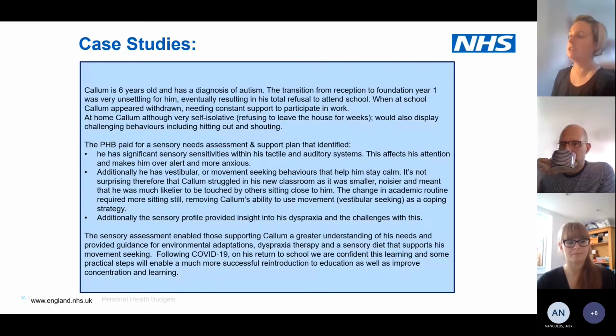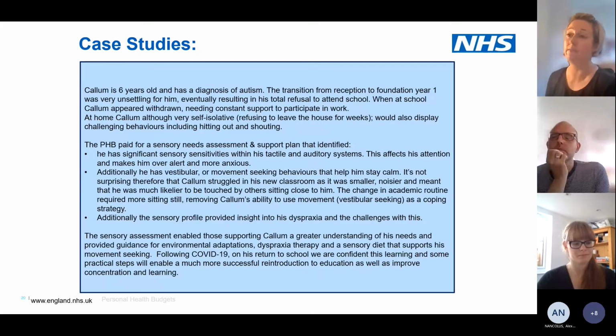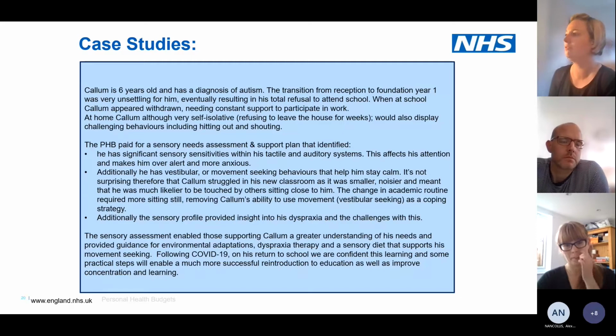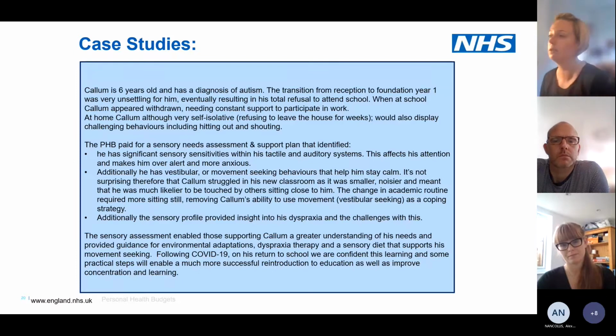This is just a case study from that project that happened in Hull, and it focuses on Callum, who was 6 years old with a diagnosis of autism. He found that the transition from reception to year 1 was very unsettling, which eventually resulted in him totally refusing to go to school. When he did attend school, he appeared withdrawn and needed constant support to participate in work. And at home, he would display challenging behaviours, including hitting out and shouting.